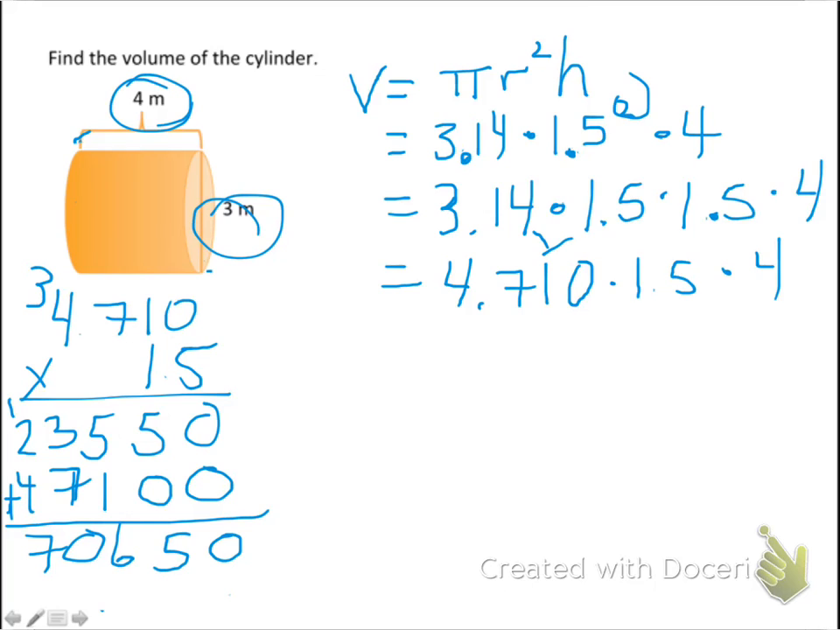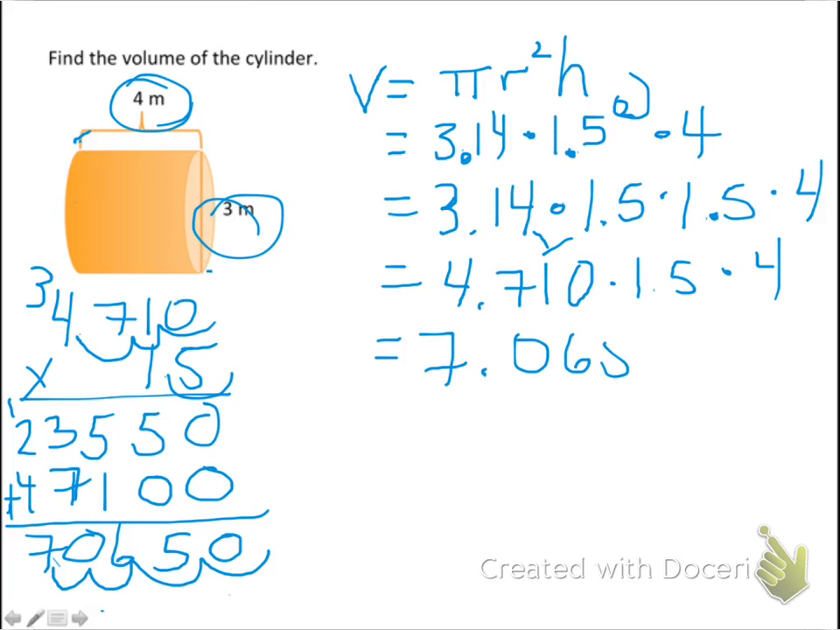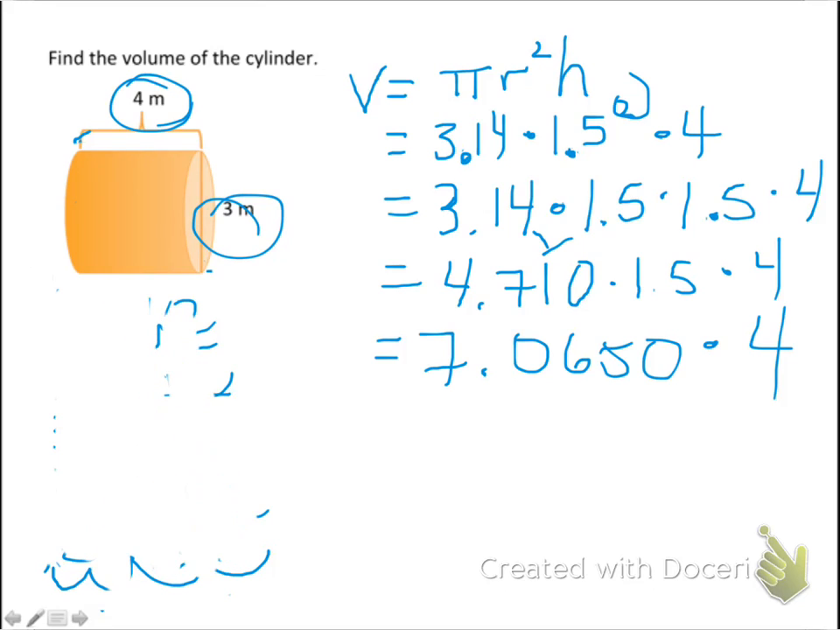And I count the number of decimal places in my question. 1, 2, 3, 4. So my answer is 7.0650, and then I still need to multiply that by 4. And again, I'm going to erase this section here, so that I have some space to work on. Okay, last step.